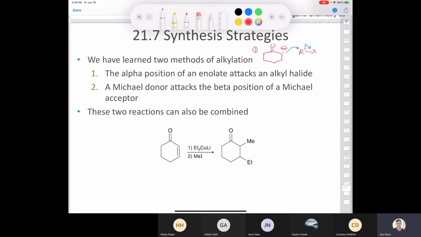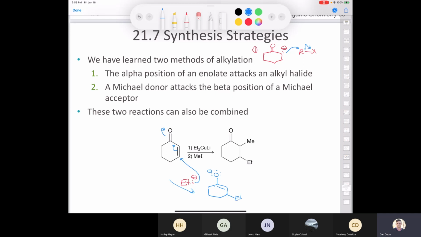So check this out. If you take this alpha beta unsaturated ketone and you treat it with a Gilman reagent first, this is kind of what's happening. It's like you're taking an ethyl anion, and you're doing your nucleophilic attack at the beta carbon. And then you end up with this intermediate. So let me draw the intermediate that's formed. You end up with an enolate, where you have your ethyl group over here.